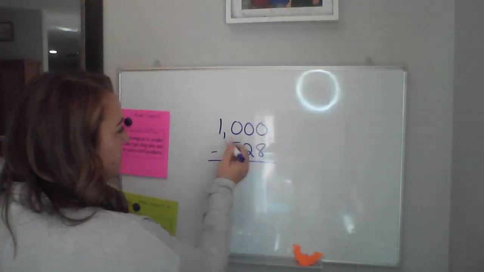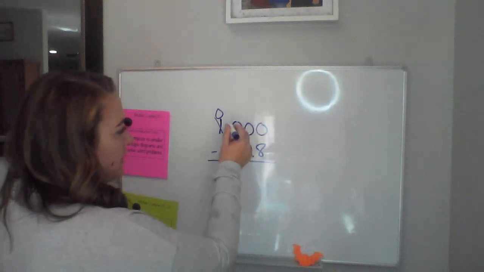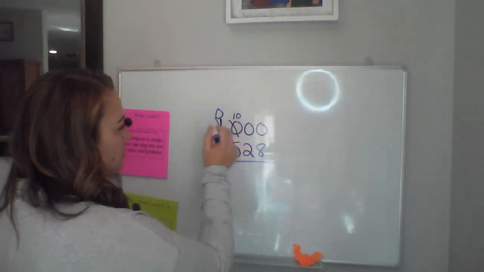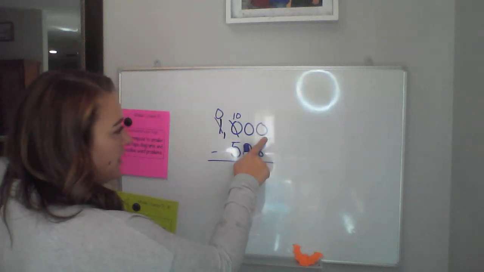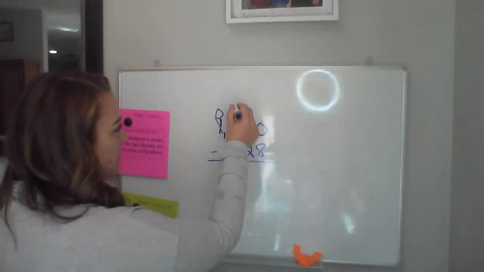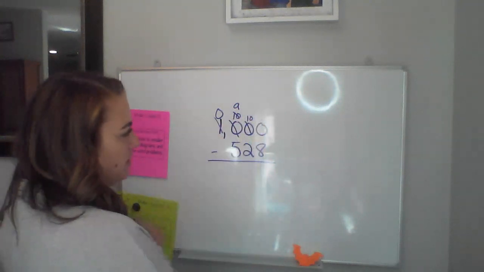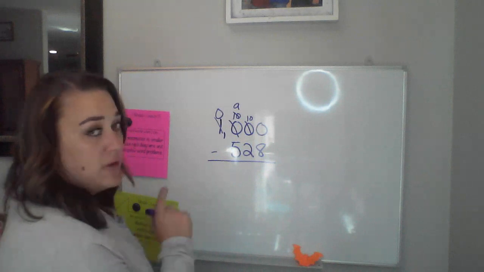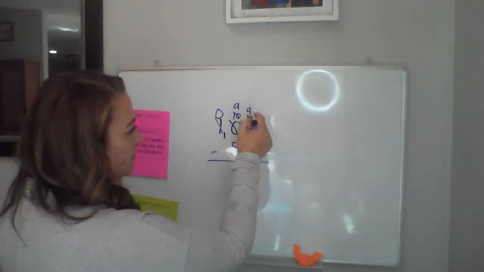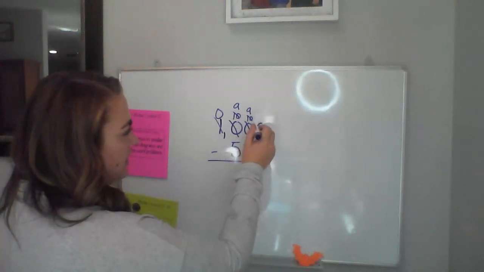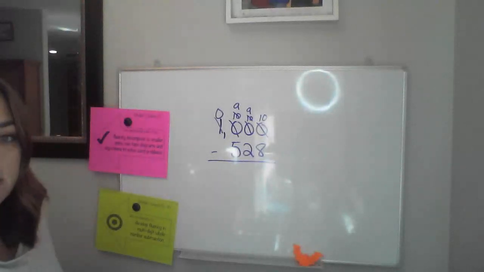So my thousands place is going to become a 0. Hundreds place is going to become 10. But I'm still going to have to borrow and decompose all the way down to my ones. So this 10 is going to become 9, which is going to make my tens place have 10. But then we have to do that one more time. So 10, decompose that into 9. That 1 is going to become 10 in my ones place.